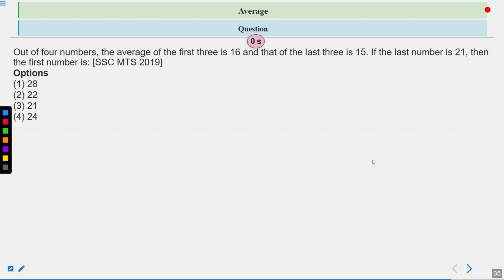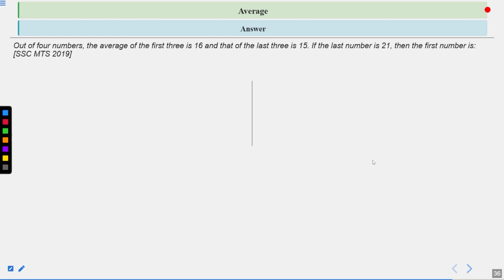Now time's up. Let's see the solution of this question. The question says that out of 4 numbers, the average of the first 3 is given, which is 16. So we can calculate the total of the 3 numbers. 16 into 3, we get 48, and that of the last 3 is also given, which is 15. So 15 into 3, we get 45. And the last number is given, which is 21, so now we can calculate the first number. The correct answer of this question is fourth, which is 24. Now see the detailed solution of this question.